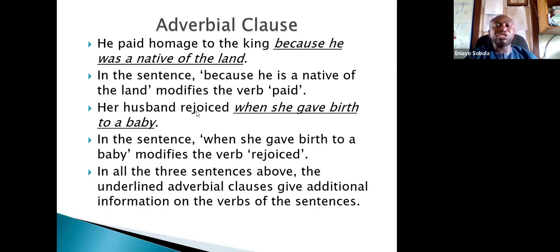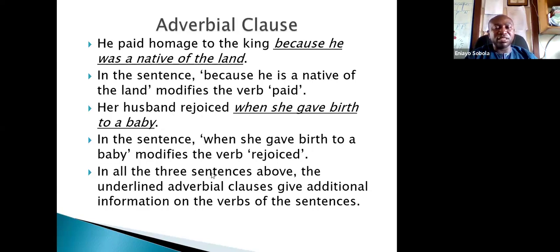Her husband rejoiced when she gave birth to a baby. You look at it: "when she gave birth to a baby" functions as an adverb of time, which modifies the verb rejoiced by stating the time that the action of rejoicing took place.